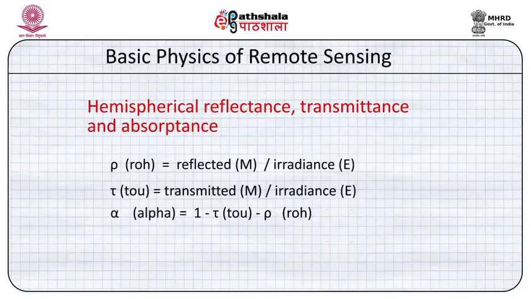For a perfect black body, reflectance and transmittance are 0 and absorptance is unity, that is 1. Whereas for a perfect white body, absorptance and transmittance are 0 and reflectance is unity. But in reality there is no perfect black body, there is no perfect white body. That means there is something in between perfect white and perfect black, and that we call the grey bodies.